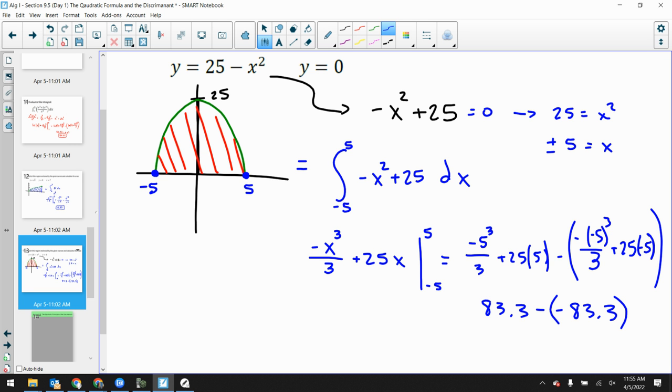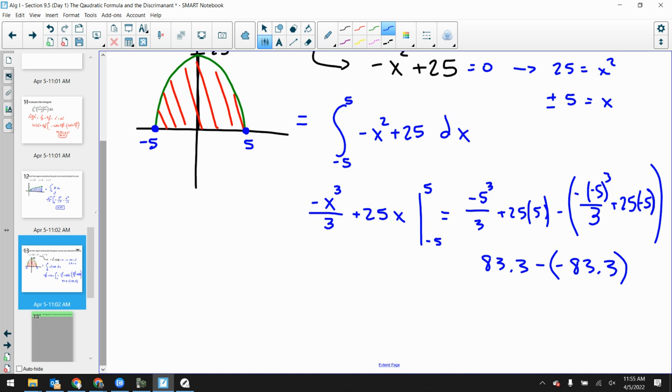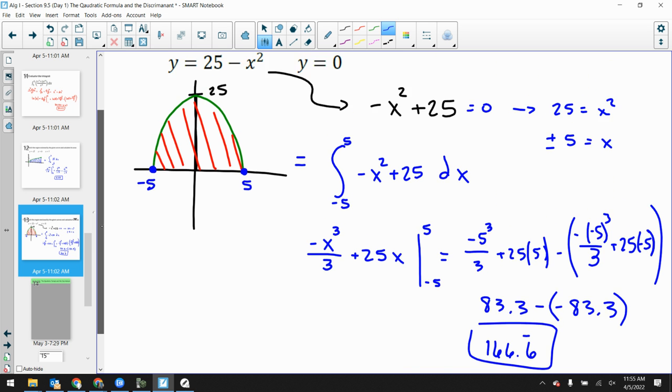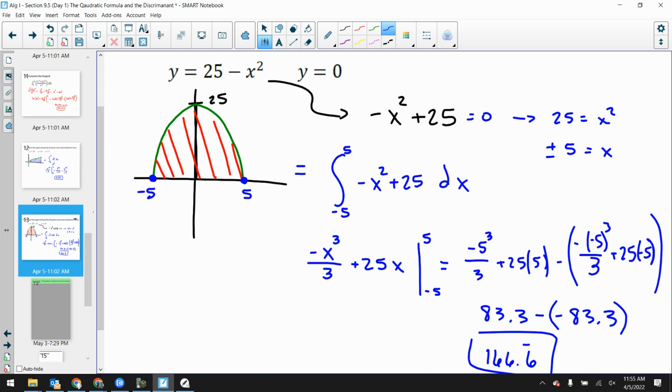I add, it's not 0. Be careful. You might be tempted to say that this is 0, that these are going to cancel out. That's not true. We can see that from the graph, right? This is only going to be positive. It's not going to cancel itself out. That's 166. Tendency might be to say that would cancel out to be 0, and that's not true.